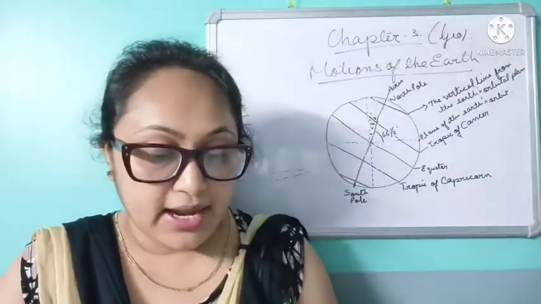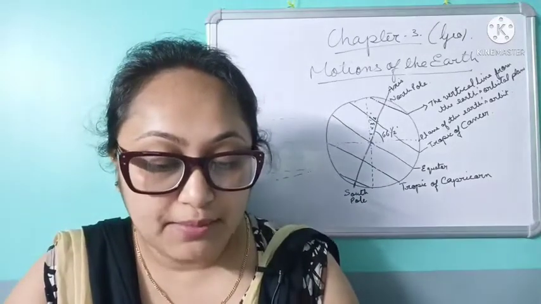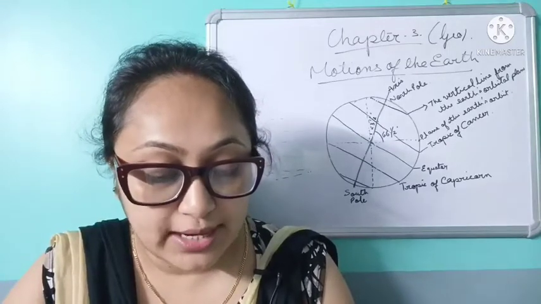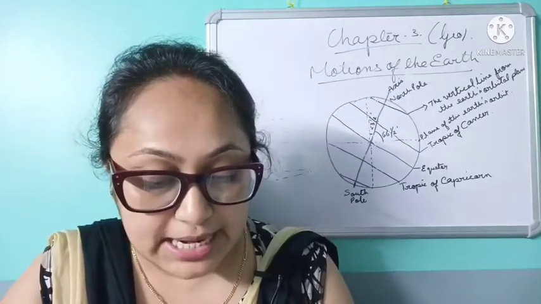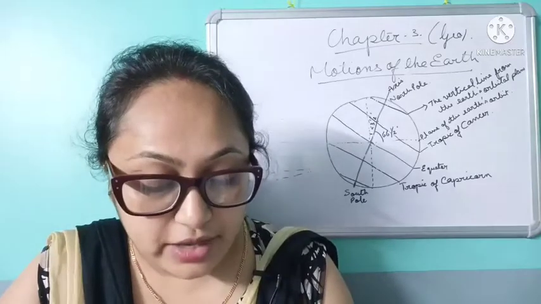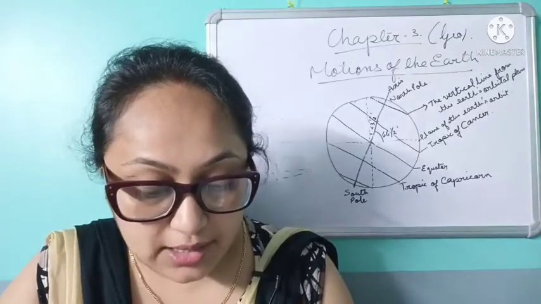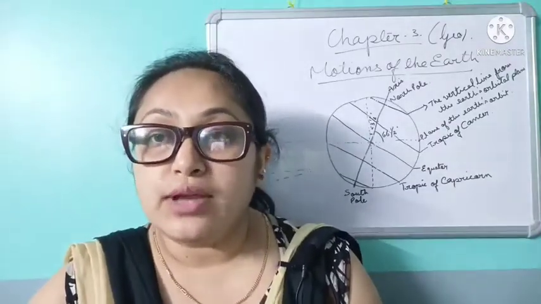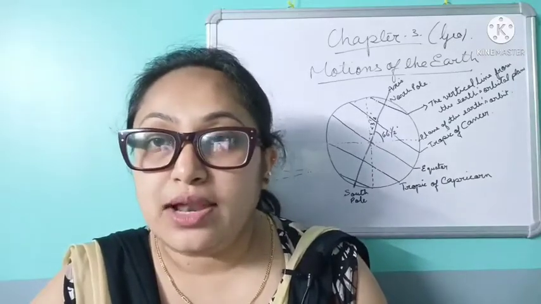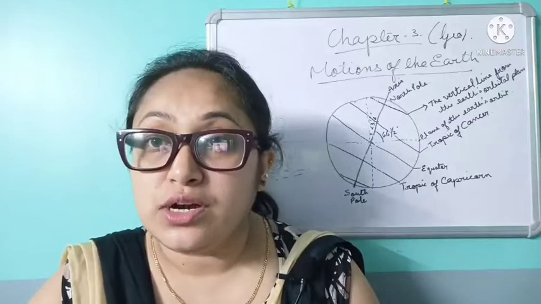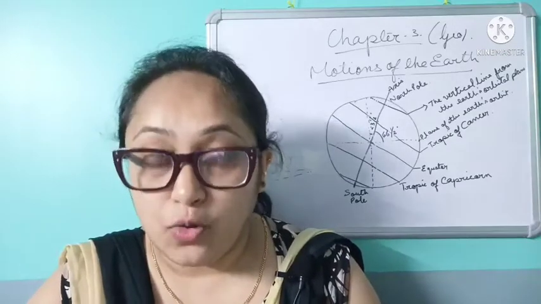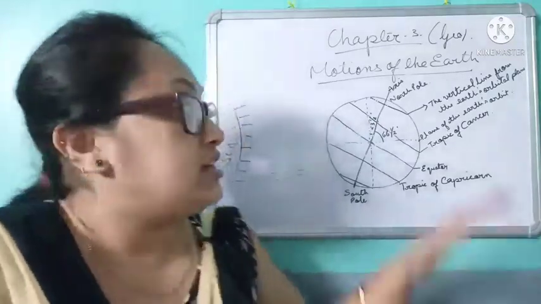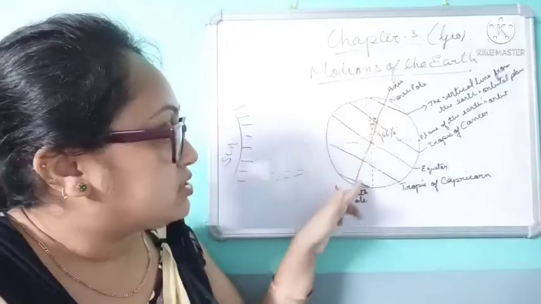We notice that the length of days and nights is not the same throughout the year. This variation is due to the inclination of the Earth's axis. Due to this inclination, the northern hemisphere remains inclined towards the sun for half of the year and the southern hemisphere during the other half. So we know that we don't have equal length of day and night. Sometimes days are shorter and nights are longer. This is due to the inclination of the Earth's axis, the tilt.